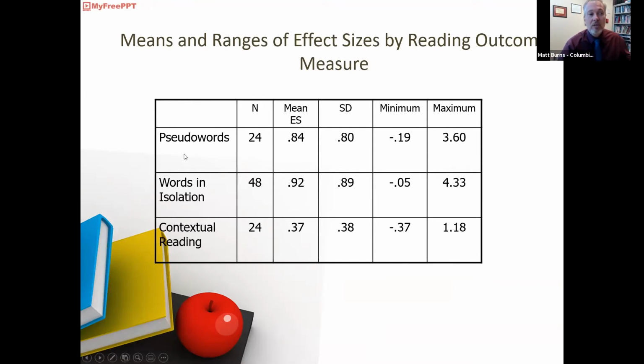If the study used pseudo words, nonsense words, etc., 24 studies did that. Phonemic awareness instruction had a large effect, 0.84. If they used words in isolation, teaching kids phonemic awareness helped them read word lists. 48 studies did that, large effect, 0.92. But if it used actual connected text reading, which 24 studies did, the average effect size went way down to 0.37. Still not bad, not great, but acceptable. Not great, but okay.